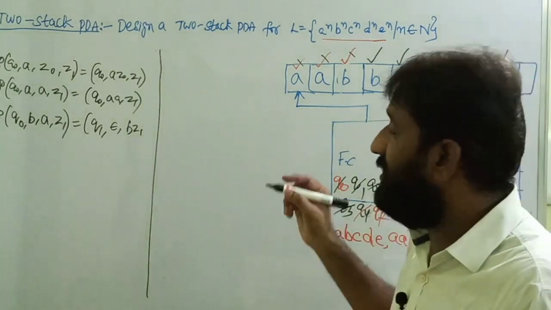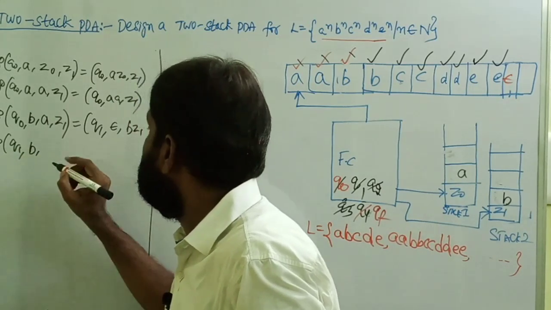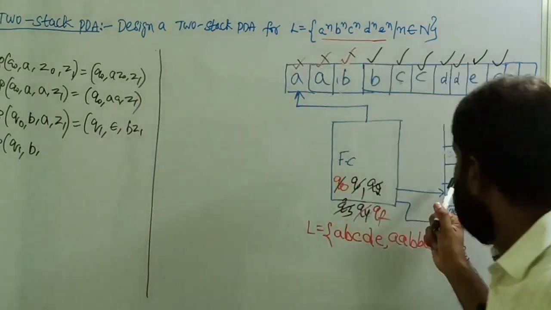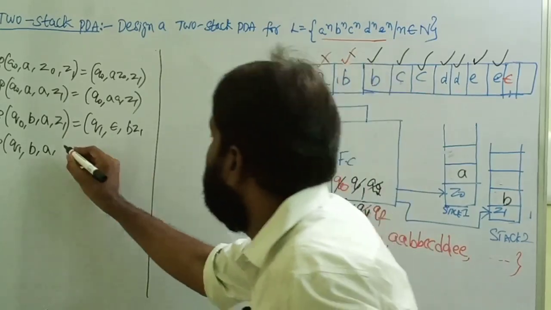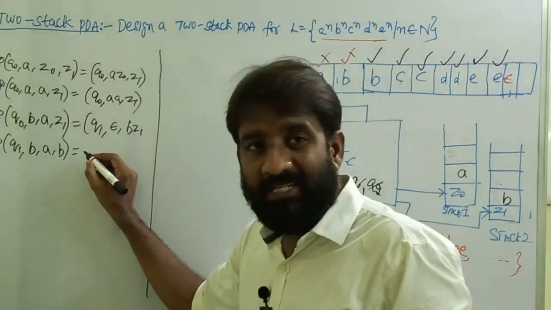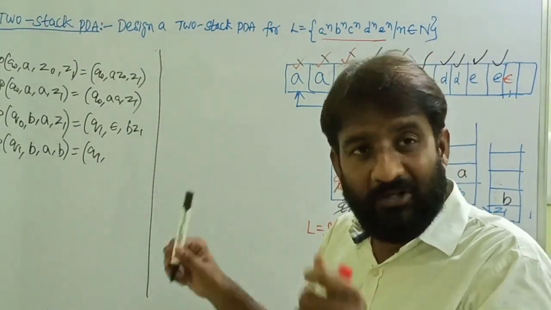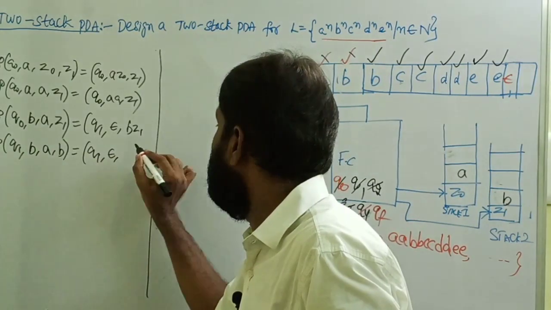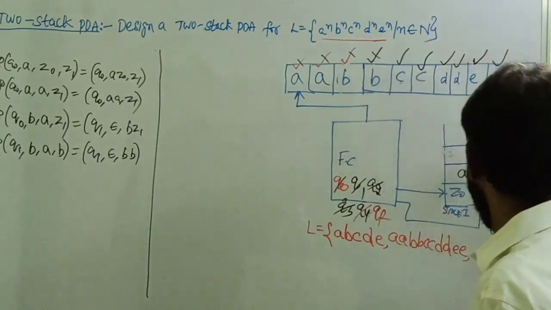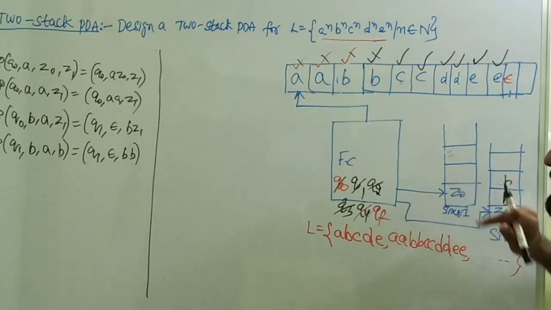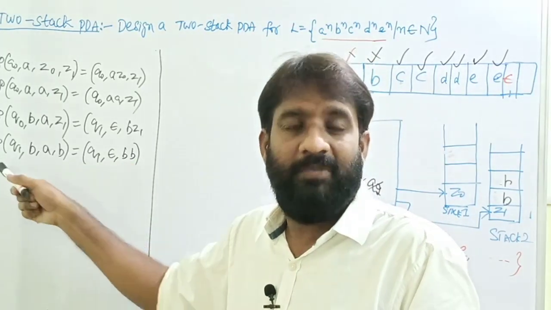Then if there is one more B, write the transition of Q1, input symbol is B, top of stack 1 is A, top of stack 2 is B, which is already added, so B. Remain on the same state by doing the pop operation on stack 1 and adding B onto stack 2. So Q1, epsilon comma B. If I add B, there is one more B already there, so B. So read B, add B, do the pop operation on stack 1. Let's assume that the B's are completed. If any number of B's are there, you read all the B's repeatedly using the same transition.